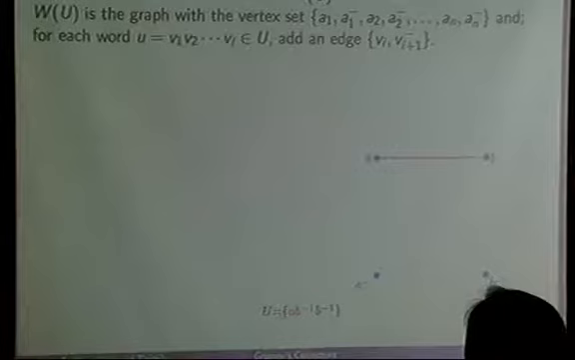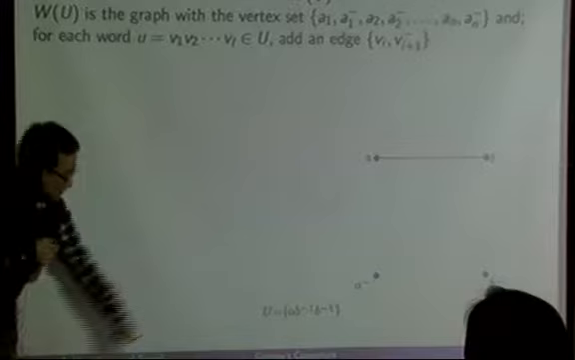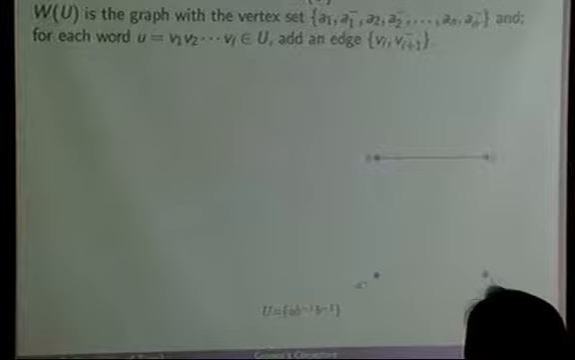For example, if the word is A, B inverse, B inverse, you join A to B. You change the sign of the second one: B inverse to B. B inverse to A, B inverse to A minus. You change the sign. That's the definition.